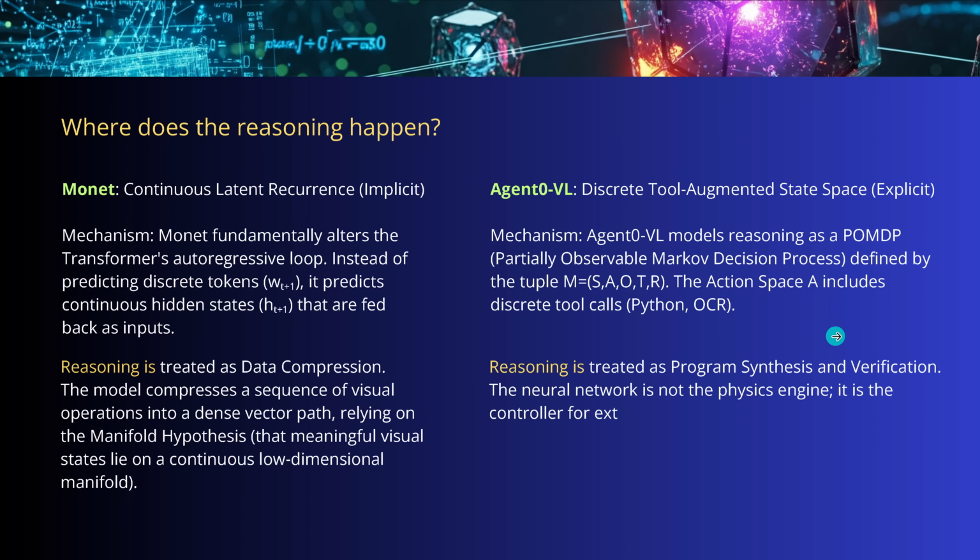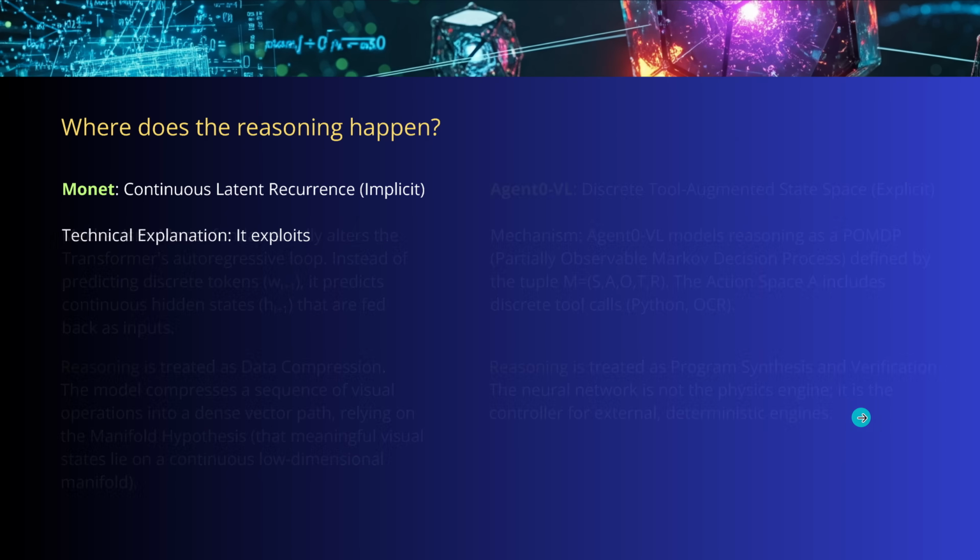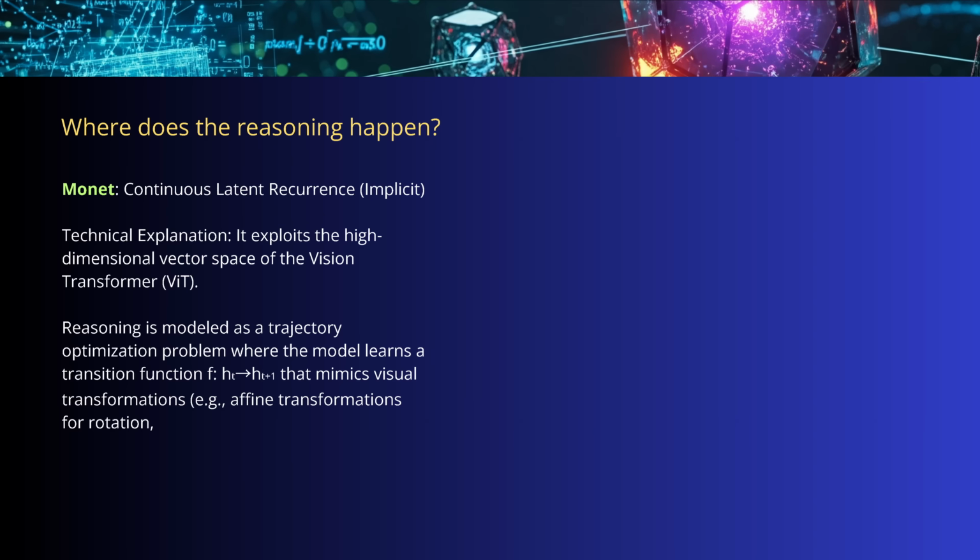In Agent0-VL, the reasoning is treated as a program synthesis and verification step. So this means the neural network itself, or VLM, is not a physics engine at all. It is just a controller for some external deterministic engines that now calculate the result. You see, our LLM or our VLM is just a semantic operation, but it is not the home of the primary intelligence. This is outsourced.